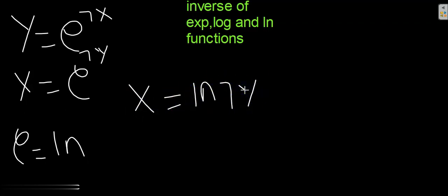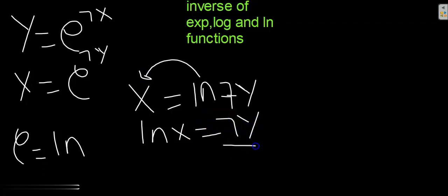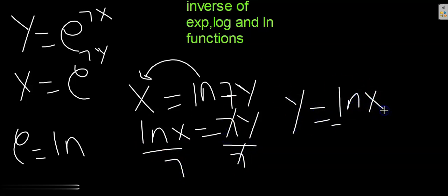Now I can't divide both sides by 7 because I have ln over here. So I want to get rid of this ln to get 7y by itself. For that reason I cancel this ln, so I get ln x equals 7y. Now I can divide both sides by 7, and I get y equals ln x over 7. So that's my answer, and that's the final answer.